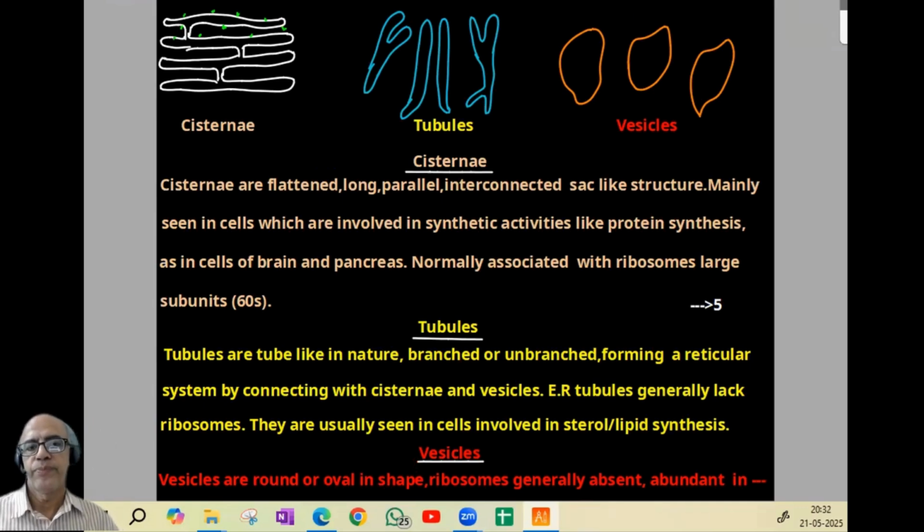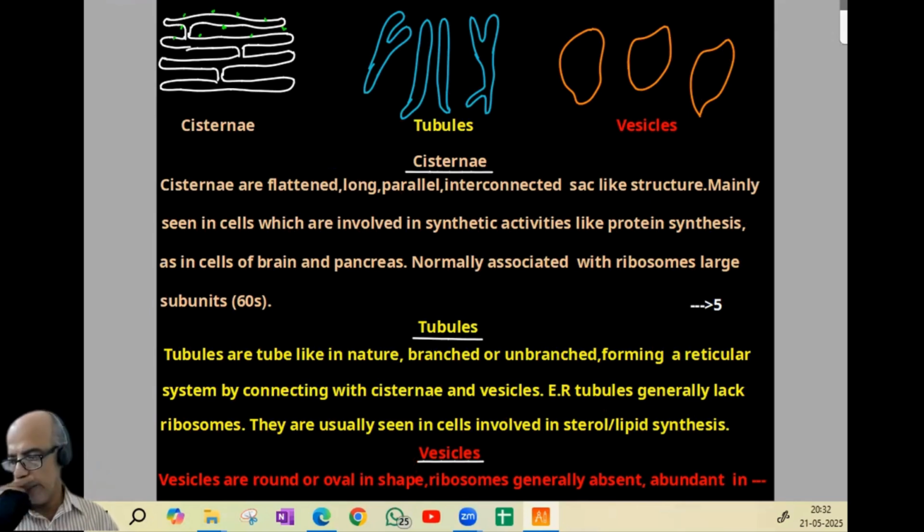Eukaryotic ribosome. Now comes the second component, tubules. So cisternae, tubules, and vesicles. The second one is tubules. Tubules are tube-like in nature, branched or unbranched, forming a reticular system by connecting with the cisternae and vesicles. ER tubules generally lack ribosomes, and they are usually seen in cells involved in steroid or lipid synthesis.